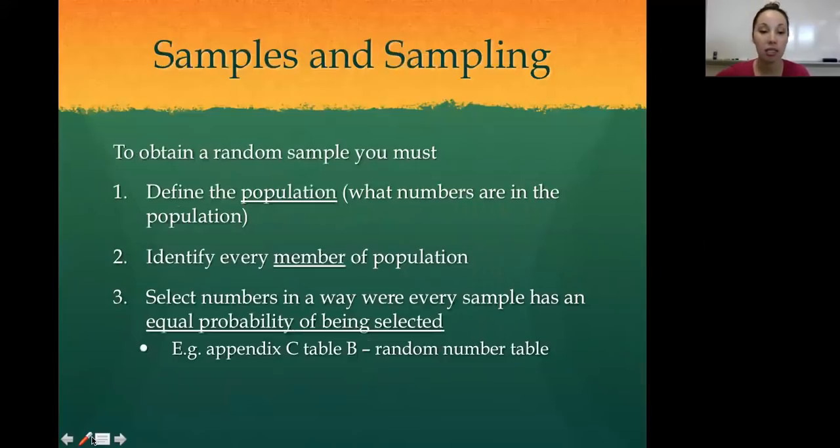Next, you're going to select numbers in a way where every sample has an equal probability of being selected. So this is that randomization piece, which is also very difficult to do in real world situations. So you need to have all these criteria in order for it to be considered a random sample. And this is very difficult to do in the real world, so we usually use biased samples, which we'll talk about in a minute.